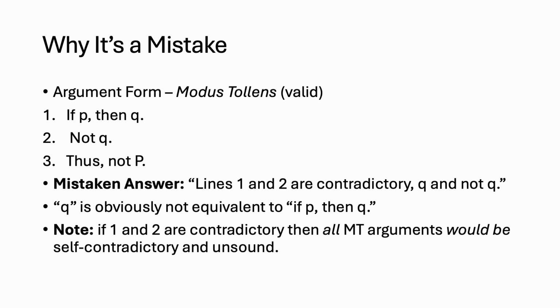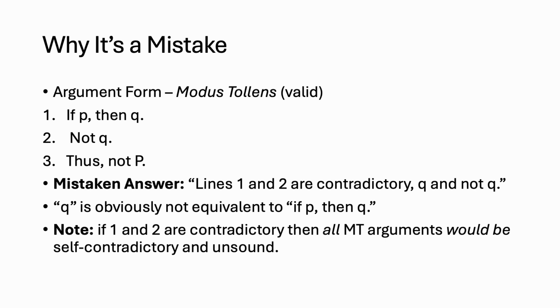So again, it's a modus tollens argument. We've got if P then Q, not Q, thus not P. That's a valid argument form, meaning that if all the premises are true, then the conclusion is necessarily true. But if the contradiction was between the consequent in line 1 and the second premise, then all modus tollens arguments would either be unsound or have a false premise, right? So we know that all modus tollens arguments aren't like that. So that's an indication that we've got something wrong here. So the thing to note is that the contradiction is not between lines 1 and 2 in that argument.